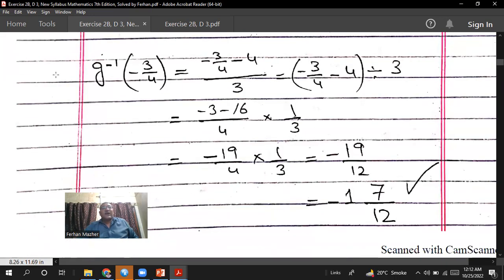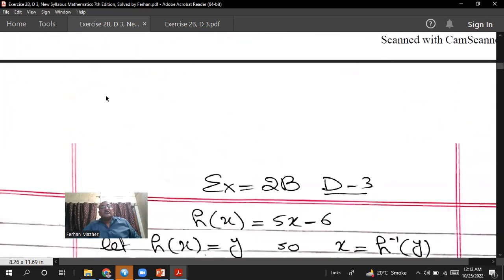The next part is to find the g inverse of minus 3 by 4. So in the inverse formula, wherever there is x, I will substitute it with minus 3 by 4. So it will be minus 3 by 4 minus 4, the whole thing divided by 3. So it will be minus 3 minus 16, the whole thing divided by 4, multiplied by 1 by 3. I've taken the LCM. So it will be minus 19 by 4 multiplied by 1 by 3. So it will be minus 19 by 12. So it will be minus 1 whole 7 by 12. So this is how you will do this.